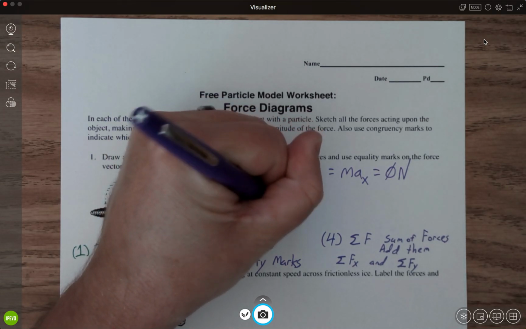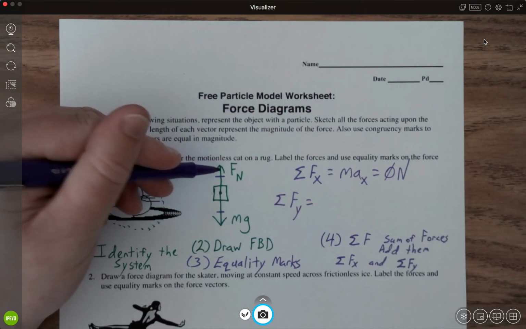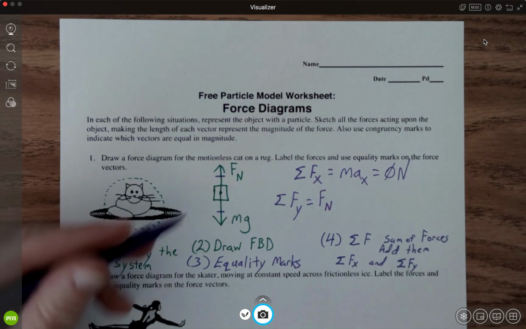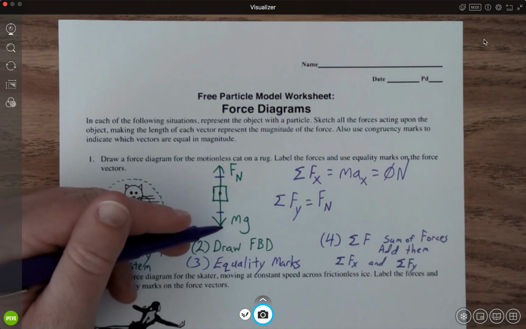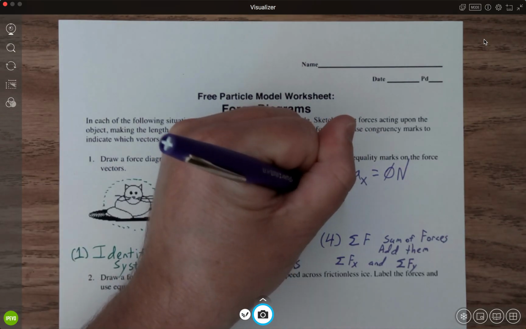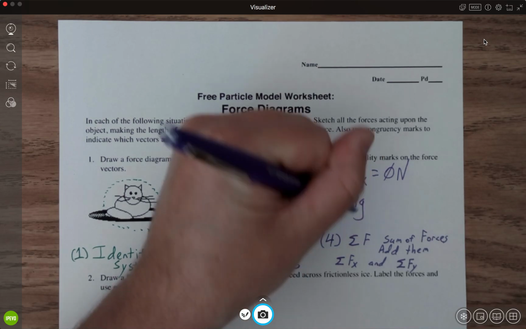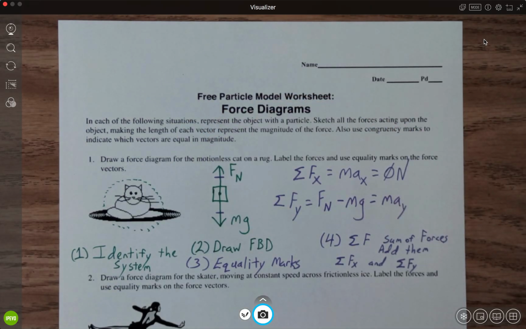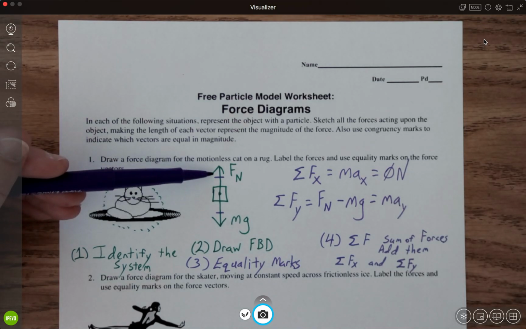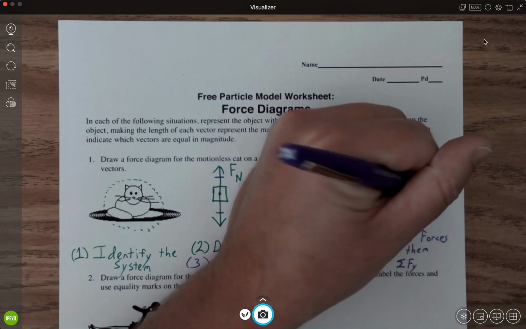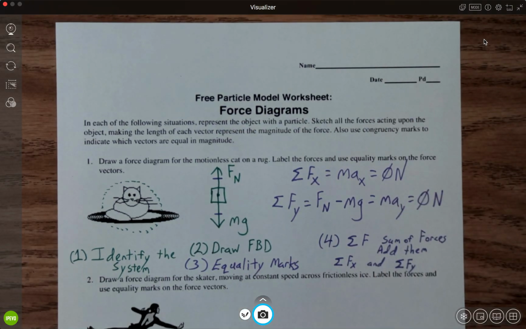Sum of the forces in the y, you get the normal force up, and you get this gravitational force down. So we're adding these forces. Normal force is up, so it's positive. Gravitational force is down, so it's negative, negative mg. Set this equal to ma in the y. These forces are balanced, the balanced force up and down. So this equals 0 newtons. And we know this because the cat is motionless on the rug.